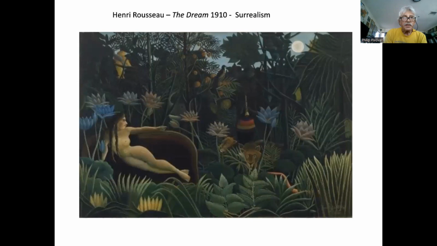Surrealism, 1910, The Dream, Henri Rousseau, a French painter. Surrealism is like things that kind of don't make sense. Here we go. This lady's on a reclining chair on a sofa, and these plants and fruit. What is this over here? I didn't notice it before. Oh, it's a human being. You can barely see it, but it has a musical instrument like a clarinet. Never noticed that before.